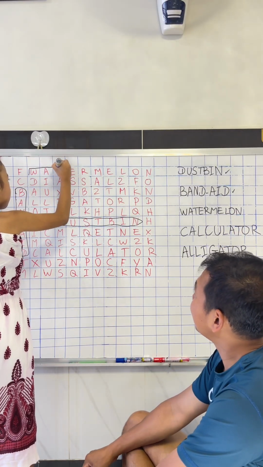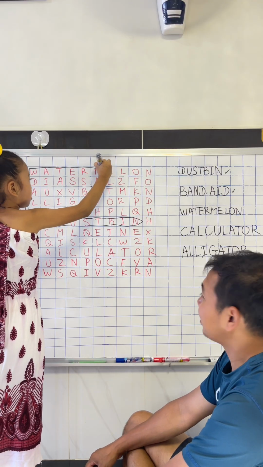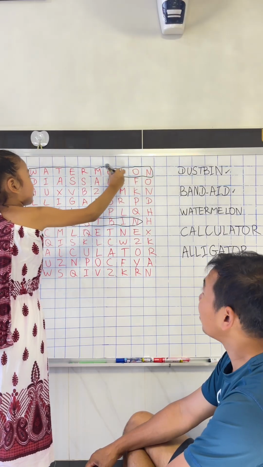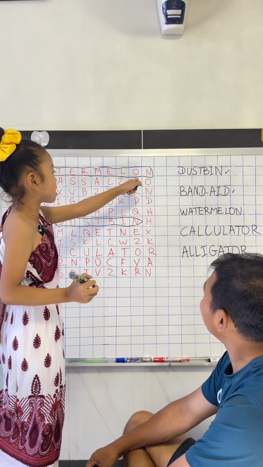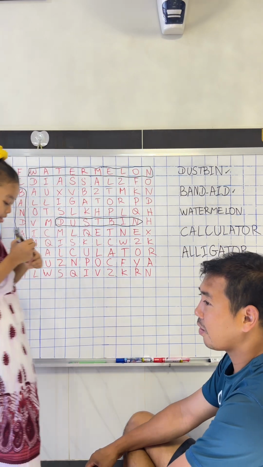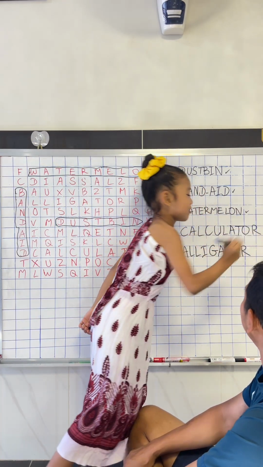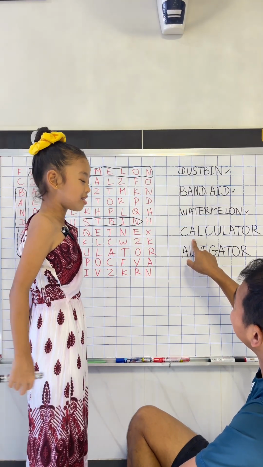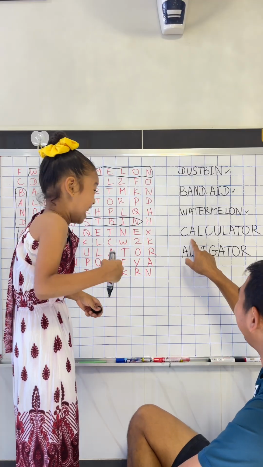Wait, why did I just draw a rectangle? Watermelon. That's such a long word. Yeah, watermelon. It's raining. Wait, I forgot to check. Yes. If you eat the seed of the watermelon, your poop is going to have seeds too.